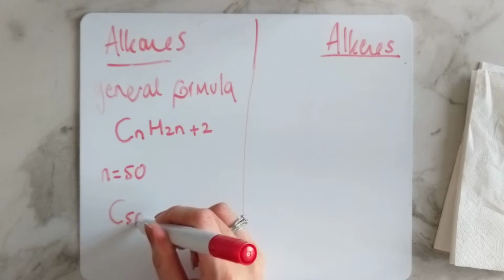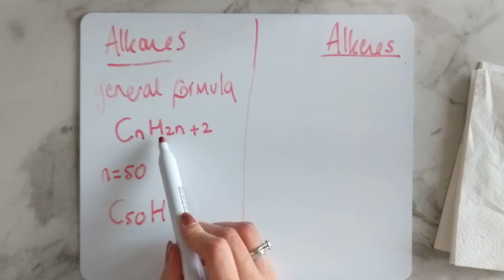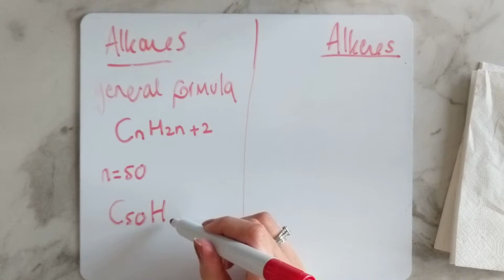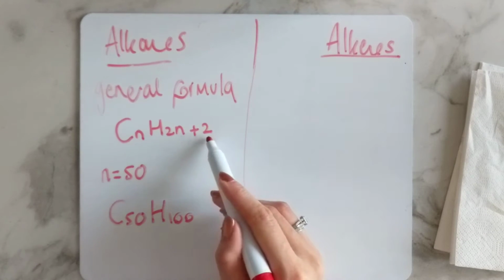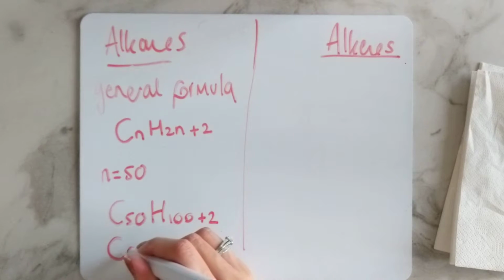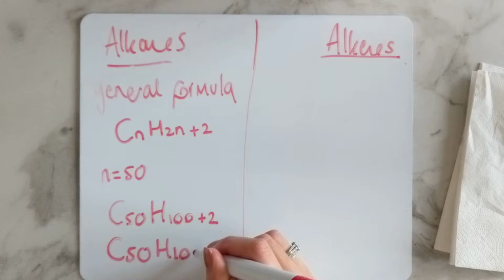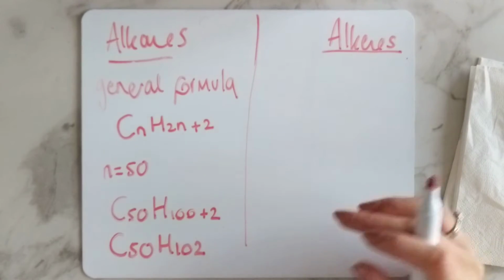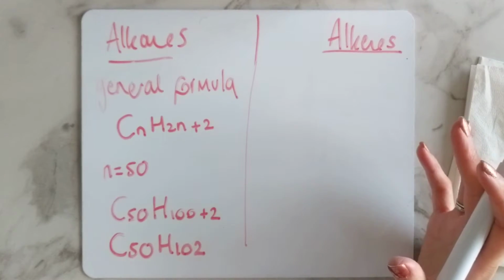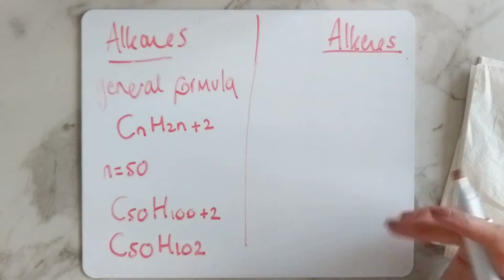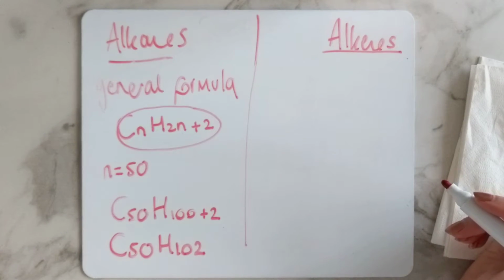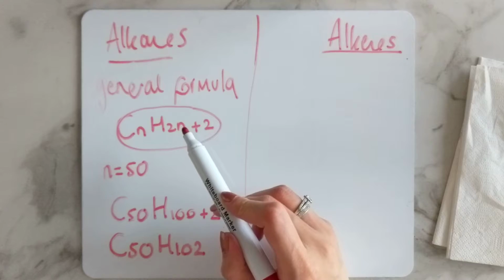So C50, H, so H is 2n. So 2n is 2 times 50, which is 100, plus 2. So your total formula is C50H102. It just saves you drawing out the whole thing. You know, you can't draw 50 carbons with all the hydrogens around them and count them. It would take too long. So this is just sort of a cheat way of working out how many carbons there are and how many hydrogens there are for alkanes.